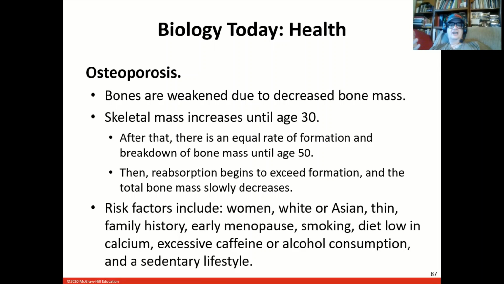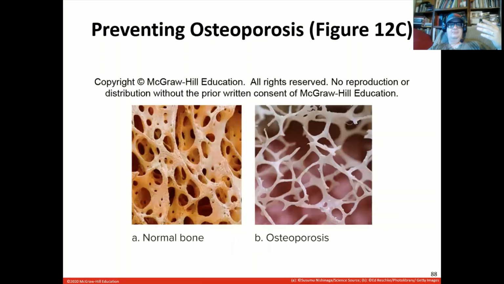Anyway, too much caffeine, too much alcohol, and then this big one, a sedentary lifestyle. If you're sitting around, you're not stressing the bone, your body doesn't feel the need to maintain it. If you are out walking or jogging, if you are lifting small weights, those things are going to help you. You're going to stress the bones and cause you to then want to strengthen the bones. So your osteoblasts that are left will do their job.